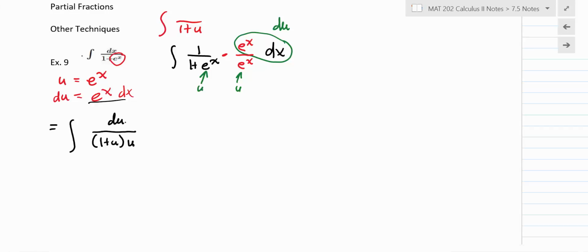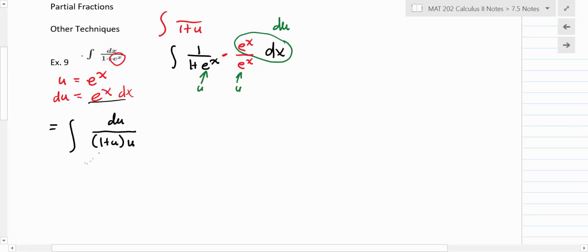Okay, does that look like a partial fractions integral? Yeah, how come? Because it's got two linear factors. It's got 1 plus u and it's got u. That is a partial fractions integral. So this thing at first glance doesn't look like partial fractions, but it can be done that way. Okay? All right, so let's go ahead and work this one out.